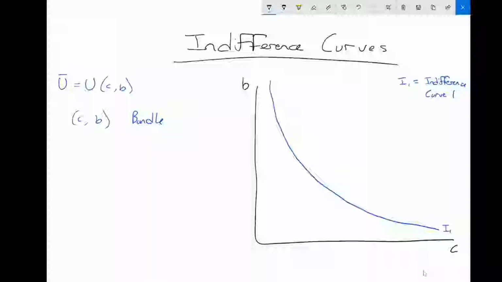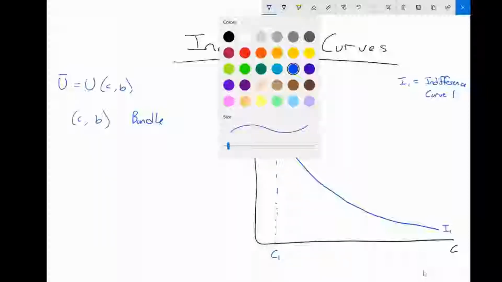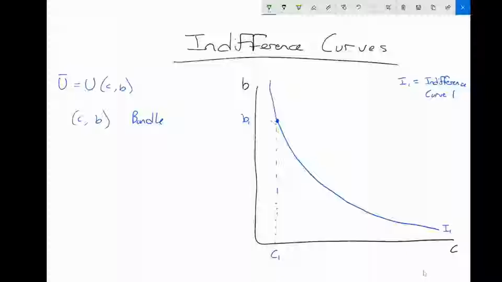So for example, this point here is a combination of coffee and bagels. It's C1 and B1, whereas this point here is a different combination of coffee and bagels.